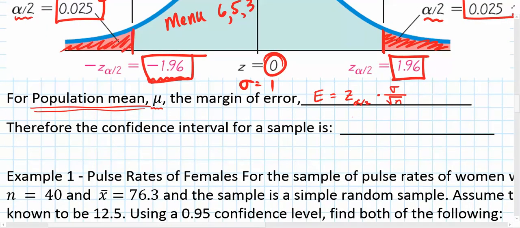And then the confidence interval is calculated with the x-bar, the sample mean, or the sample average, plus or minus this margin of error. Or in other words, x-bar plus or minus z sub alpha divided by 2 times sigma divided by the square root of n. Now this may seem like an intimidating set of equations, but really it's not too bad.